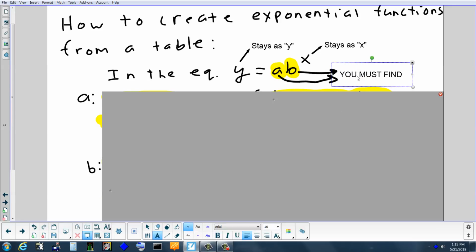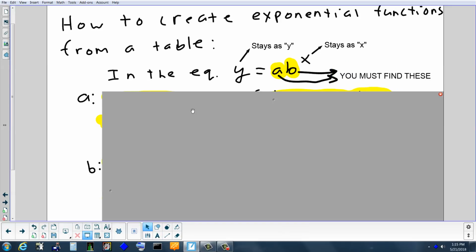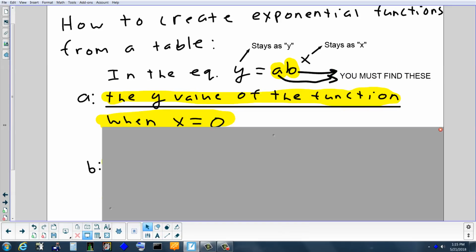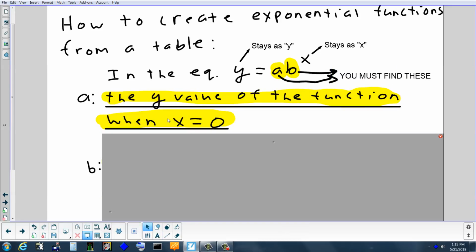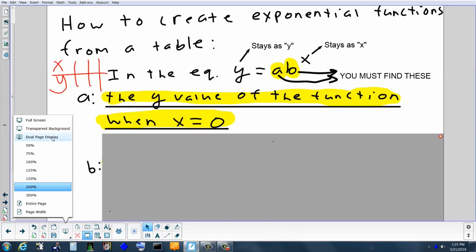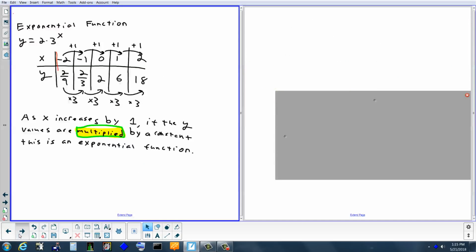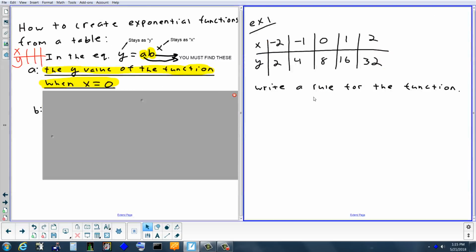Alright? So you must find a and b, like Mr. Hager just put. So our a, how are we going to figure out what a is? Alright, let's look at it. So again, we're looking at a chart now. The chart will have an x, it'll have a y, it'll look like this, right? And there'll be numbers there, like Mr. Hager just showed you an example. Alright, so we have an x, we have a y.